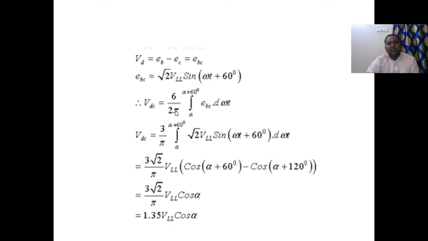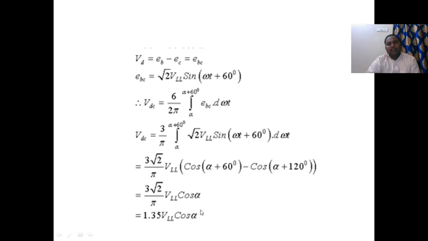VDC is equal to 6 by 2 pi because we are using 6 pulses, with the angle varying from alpha to alpha plus 60 degrees, of EBC d omega t. Doing the integration, we get 3 by pi, integral from alpha to alpha plus 60 degrees, of root 2 VLL sine of omega t plus 60 degrees d omega t. By solving this equation, we get the output voltage VDC equal to 1.35 VLL cos alpha, where VLL is the line to line voltage.